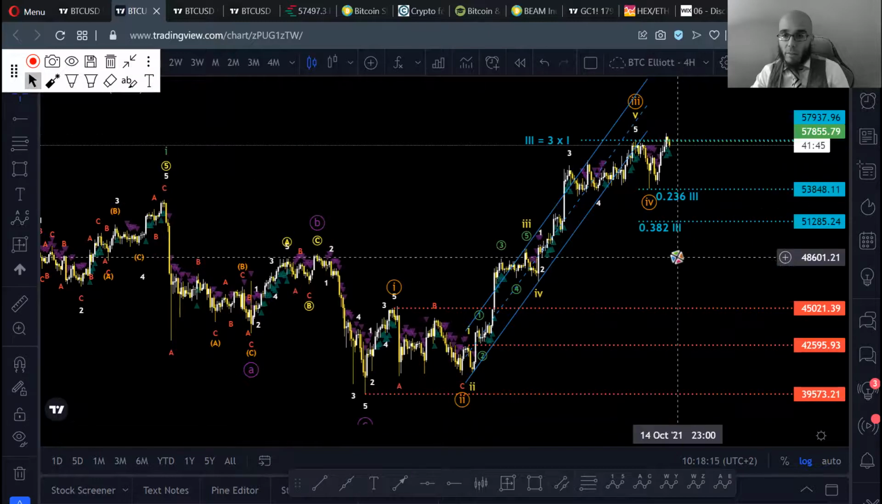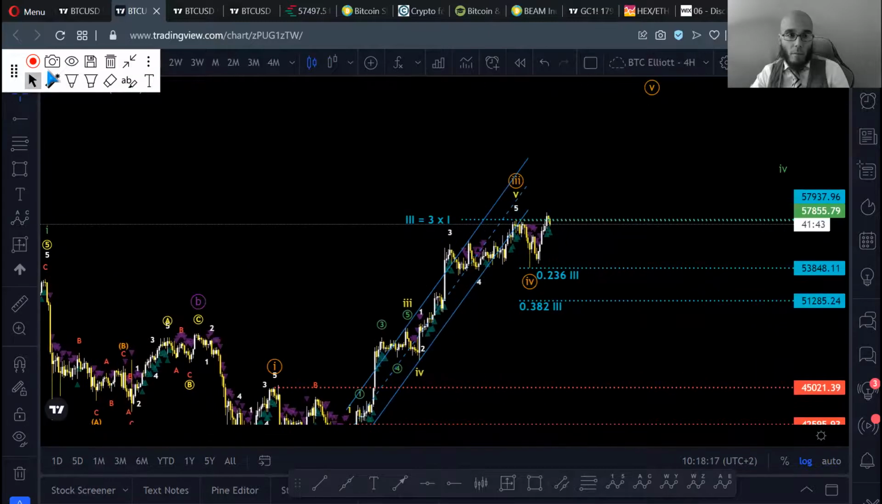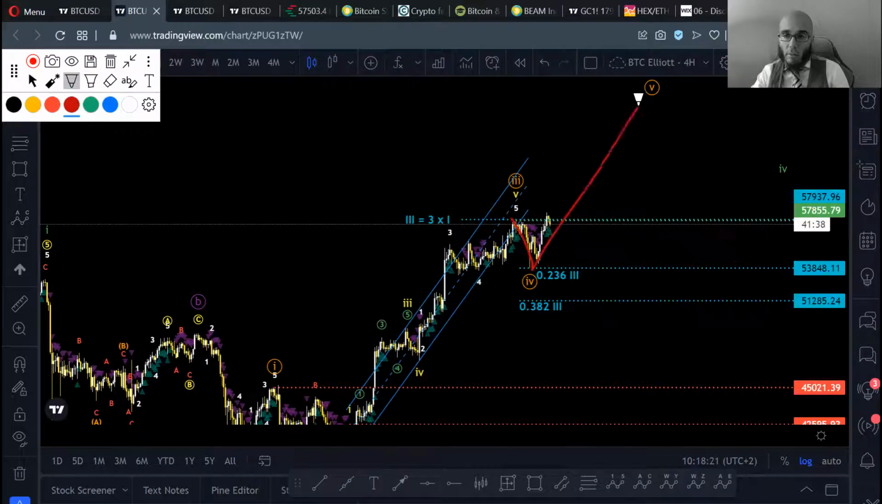So since now I think we did wave 4 down, I'm expecting wave 5 up, and I went long for that wave up move.